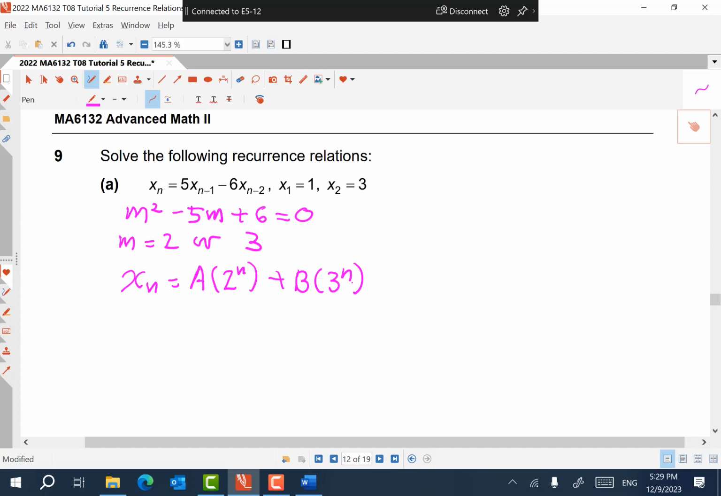If you have 2 distinct real roots, it's case A. Case A says the solution will look like this. Next, what is next?